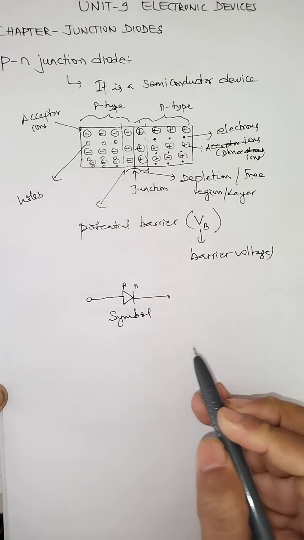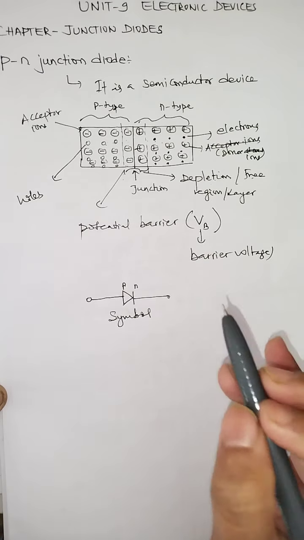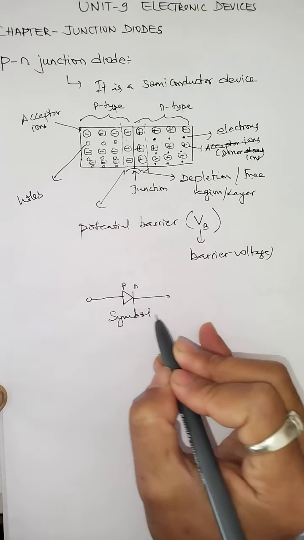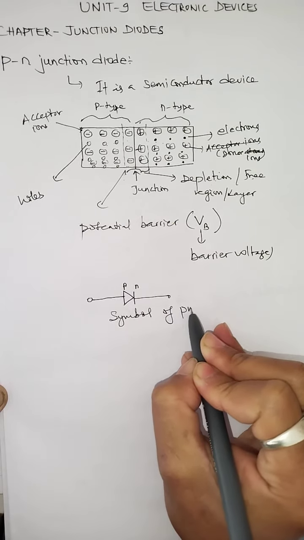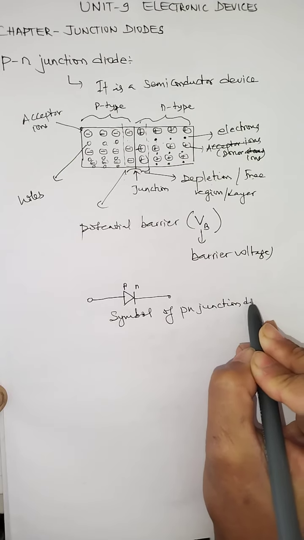So the p-n junction diode can be represented symbolically in the circuit diagram, especially in the circuit diagram, and is represented by this symbol. So this is the symbol of what diode? p-n junction diode. p-n junction what? Diode.